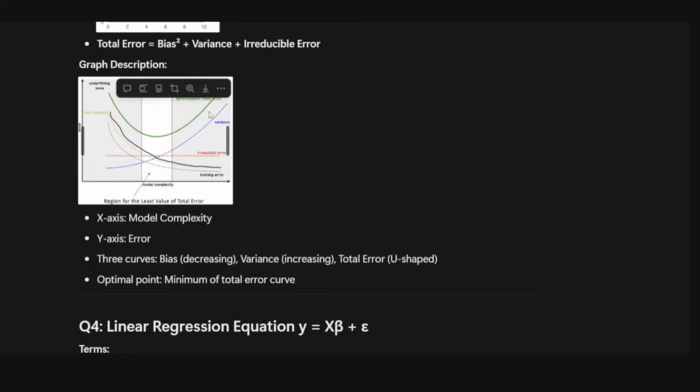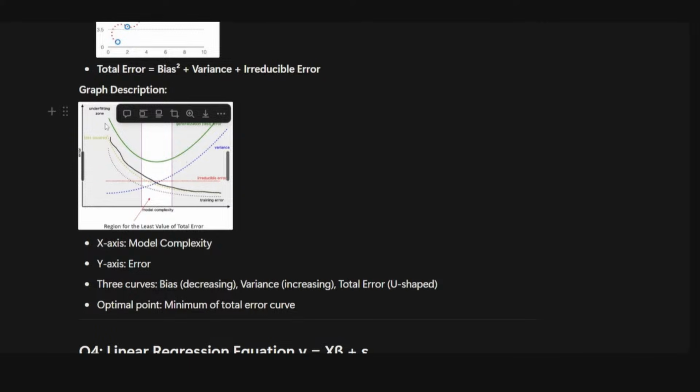And the variance curve, the bias squared curve, and this is basically your underfitting zone and overfitting zone, and you need to ensure that your generalized test error is also mentioned. So your optimal point is where you get your minimum total error, that is over here. So mention all of these points and you have scored 5 marks solid.